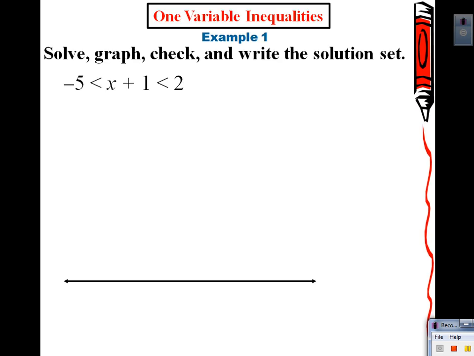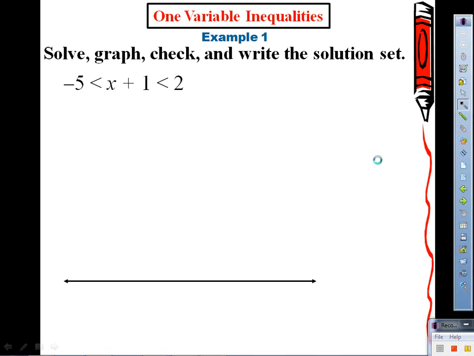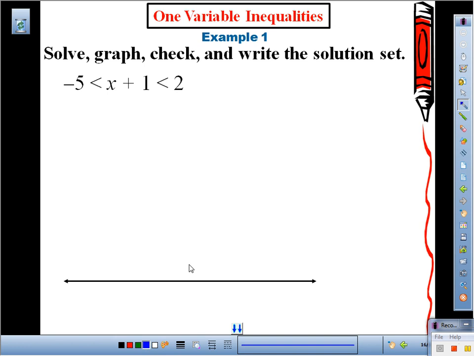All right, copy this example, please. Example 1 on your paper. To solve, graph, check, and write the solution set of -5 less than x plus 1 less than 2. Copy that, and I'll go over that one. All right, here we go. Put your utensils down. Look up to the screen, please. Focus.